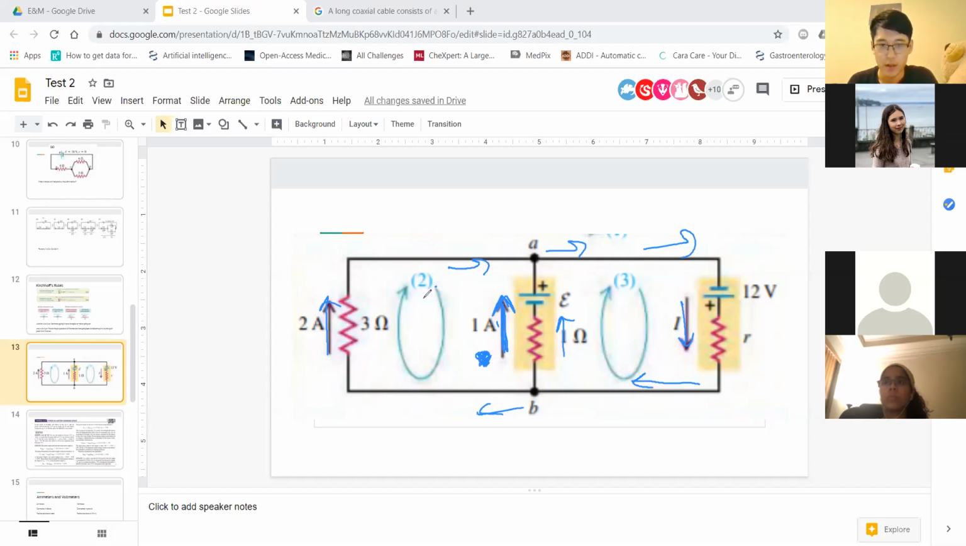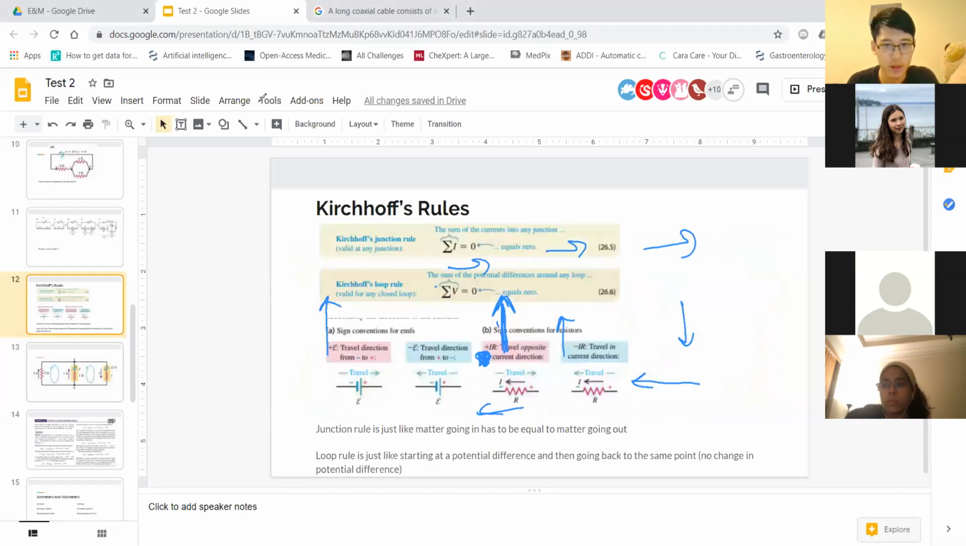If we write the loop rule for loop 2, start at A and go around and back to A. First of all, one thing we really need to understand before anything is the sign conventions. It's really important, because if you get the signs wrong, you could get the entire question right, but get the sign wrong and get it wrong. These are the sign conventions, so memorize them.